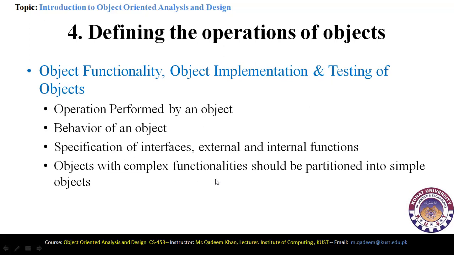Objects with complex functionalities should be partitioned into some simple objects. For example, if we have an object with very complex functionalities, then we will break down these functions or objects into multiple sub-objects, and then we will implement these sub-objects independently. This will also make the implementation quicker because when we perform unit by unit development, we can divide the units among our teams and the teams can work independently on each unit.